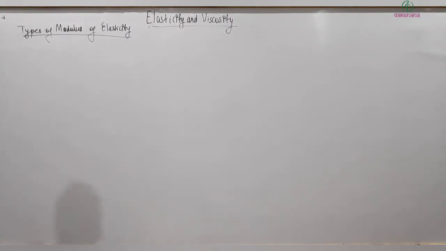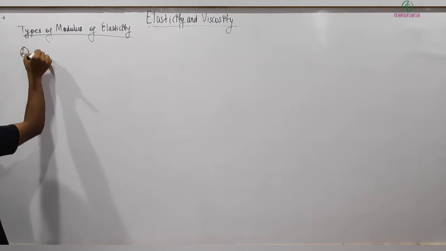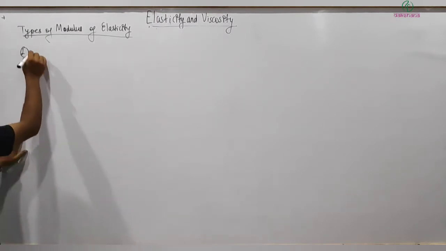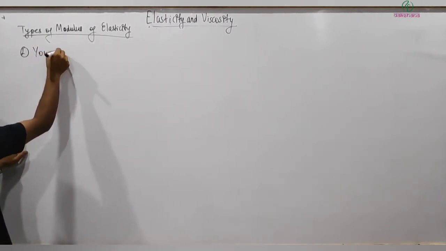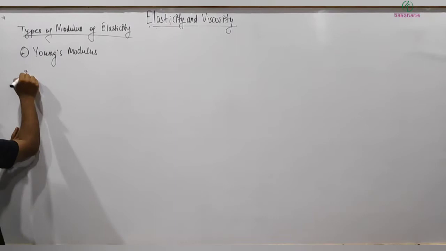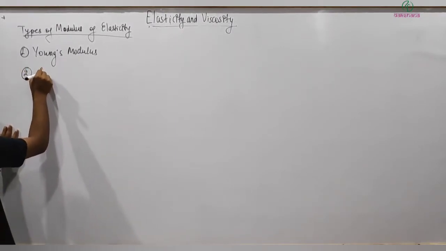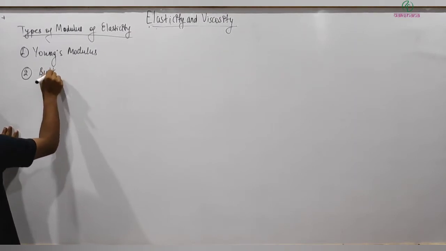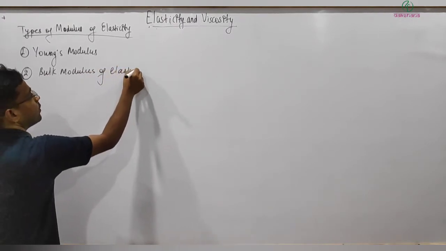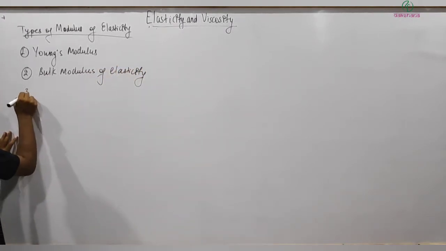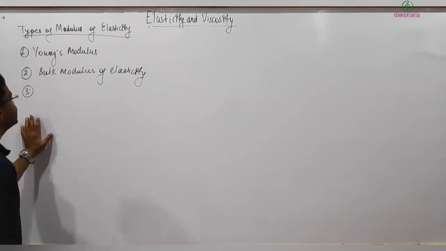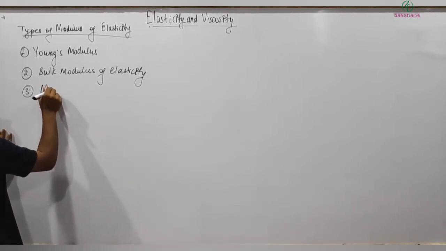Okay, so types of modulus of elasticity. There are three types. One is for longitudinal stress and longitudinal strain, that is called Young's modulus, or Young's modulus of elasticity. Another, when bulk stress and bulk strain, then it's called bulk modulus of elasticity. And the third one is when shear stress and shear strain is there, then we define it, not shear modulus, it's called modulus of rigidity.